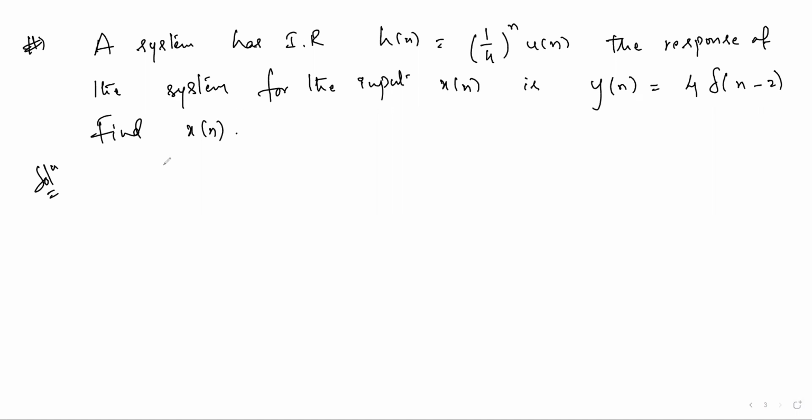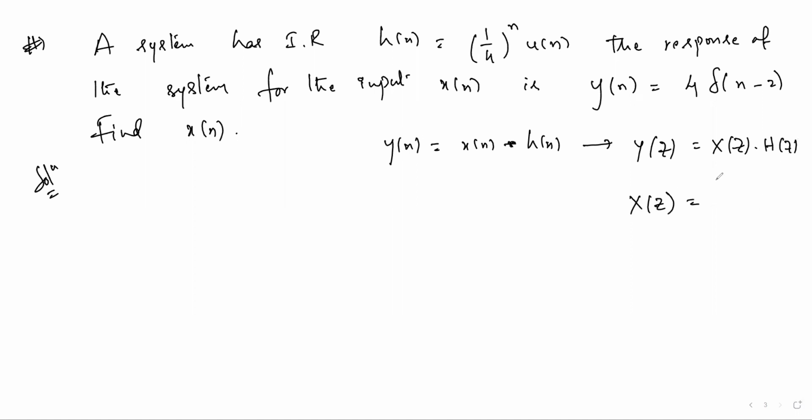Getting it, all of you? I'll do it, verify. So we need to find x of n this time. General formula: y of n should be equal to x of n convolution h of n. If you want the z transform expressions, Y of z should be equal to X of z times H of z. Further, we need x of n. That means X of z in the z domain is Y of z divided by H of z.